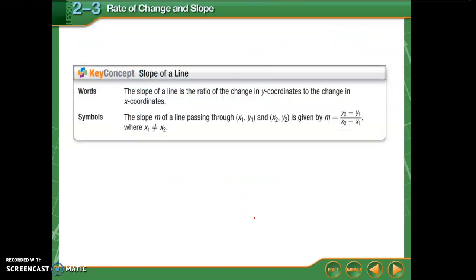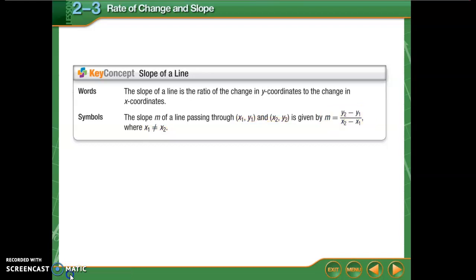So slope of a line, more or less similar to rate of change. The slope of a line is the ratio of the change in y coordinates to the change in x. Make sure you write this down. This is your formula for slope of the line. M means slope. And then you have 2 points, x1 and y1, x2 and y2. So y2 minus y1 on top, and then x sub 2 minus x sub 1 at the bottom. Now make sure that the bottom numbers are not equal. Otherwise, your slope's going to be undefined.